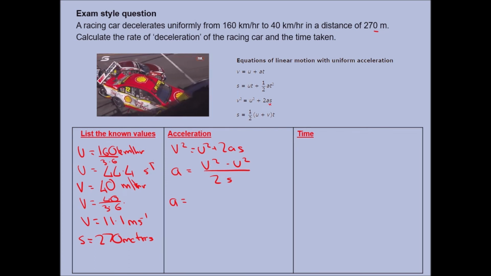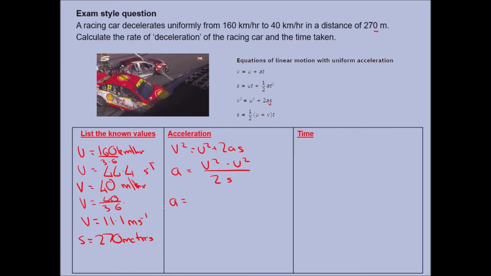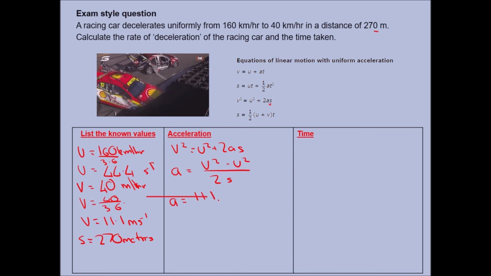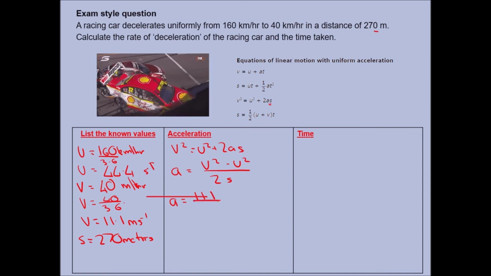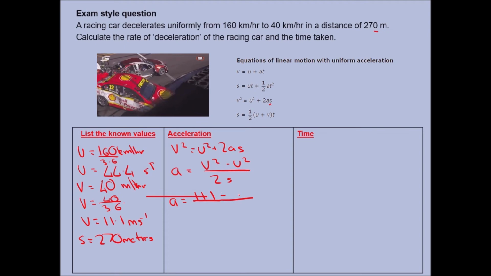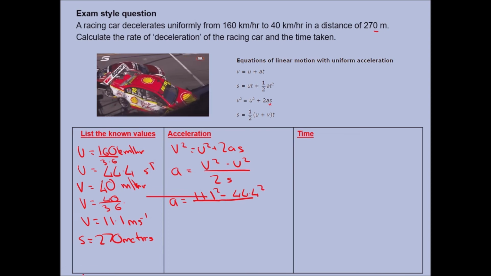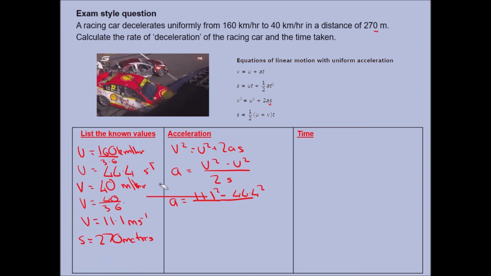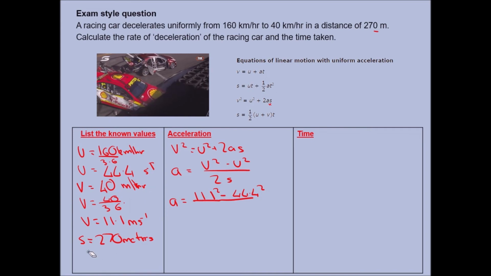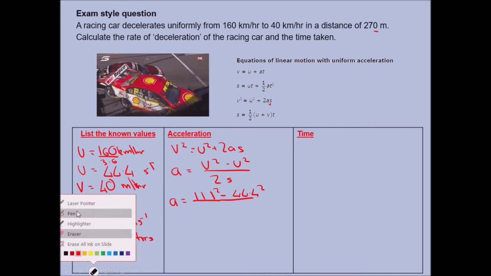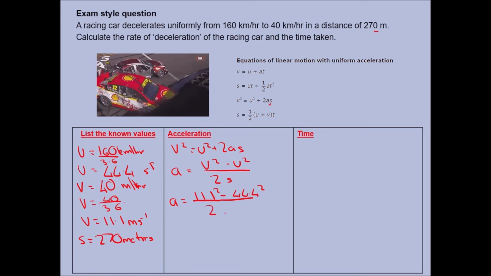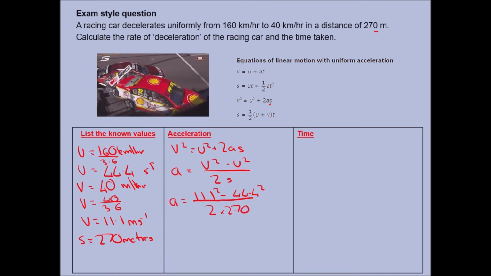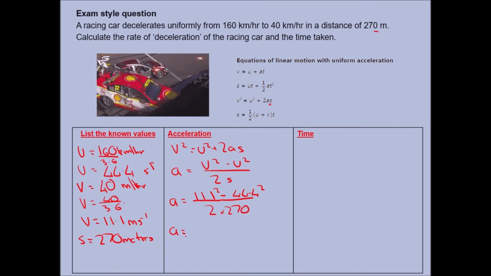V is 11.1, minus U, 44.4. And don't forget those have got squares on them. And we're going to divide that by 2 times the distance. Now the distance we've got on our list here is 2 times 270. So A, I'll stick that in your calculator, see what you get.